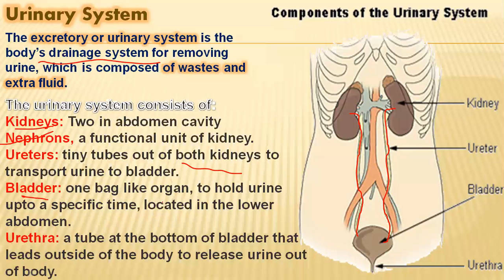Then the bladder, what is it actually? It is a pouch-like or bag-like structure present at the lower abdomen of our body, that holds the urine up to a specific time and is located at the lower abdomen level.